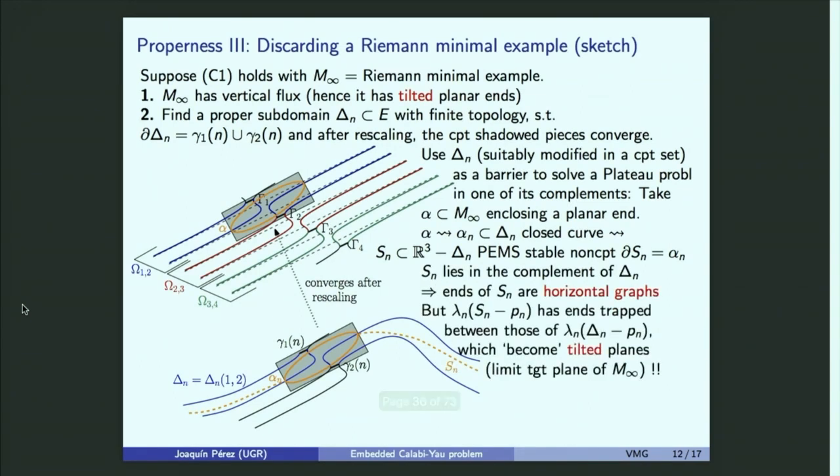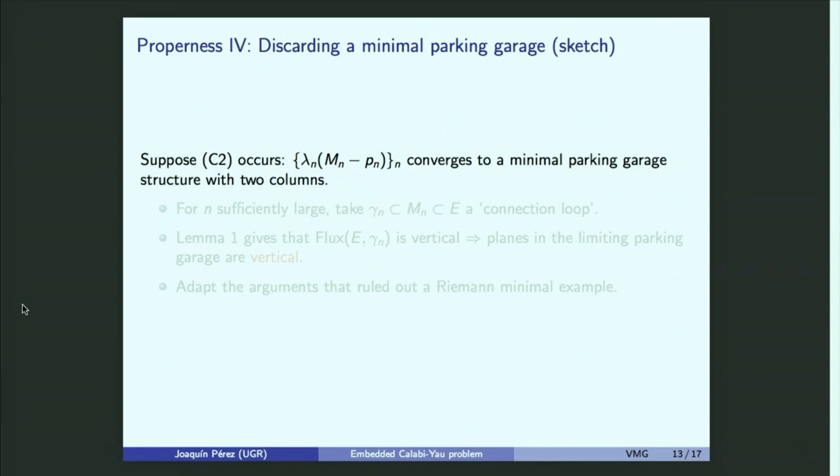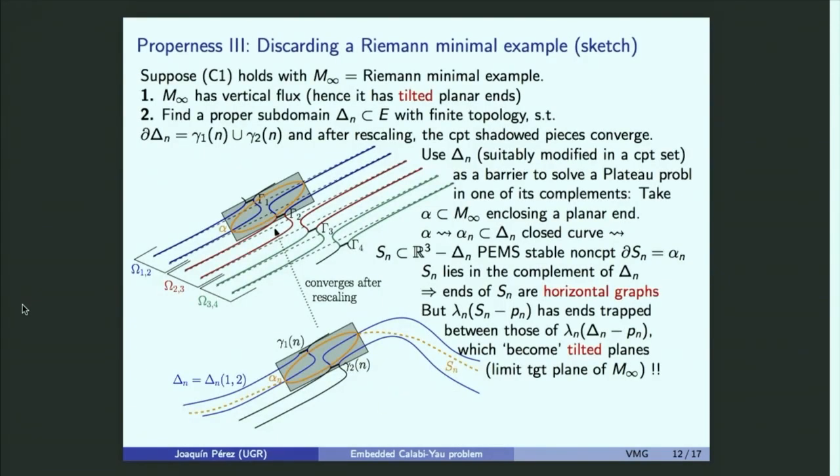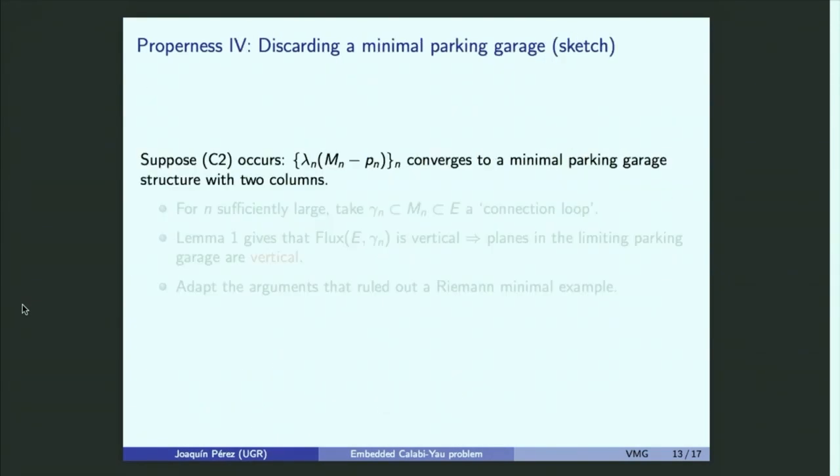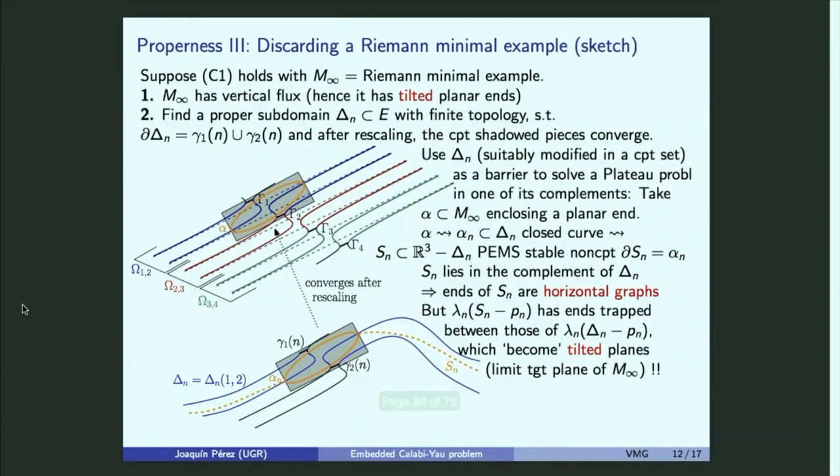Right. So that shows that the Riemann minimal example is discarded. Now, how do you discard a limiting parking garage? Well, because a limiting parking garage has the geometry, let me say, of a degenerated Riemann minimal example. So I'm going to see if I can reproduce the argument again. The main part of this argument was that the ends here are tilted. Now, the fact that the ends are tilted came from the fact that the flux is vertical.